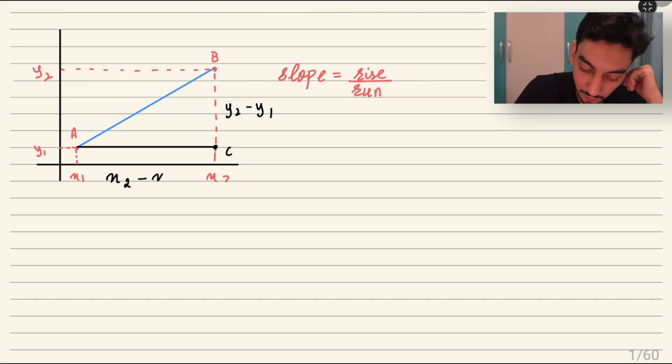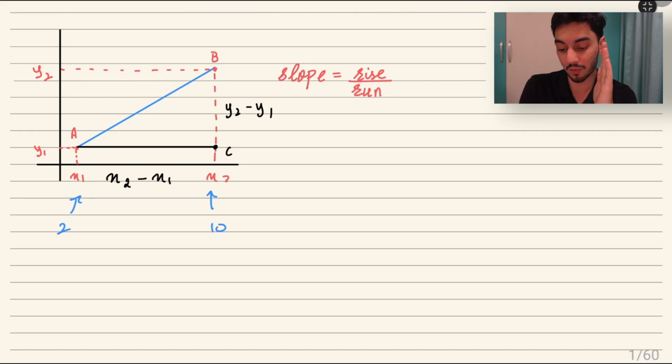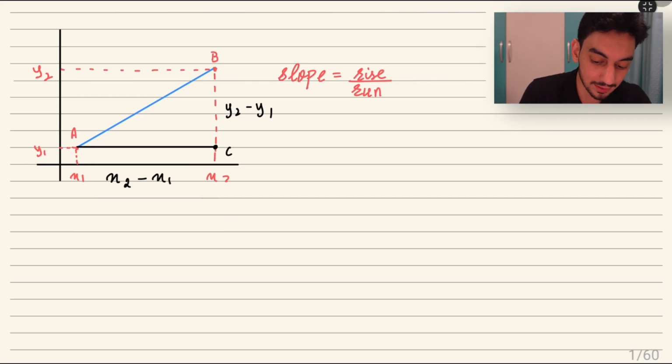So it would be x2 minus x1. Now why do I say it is x2 minus x1 and y2 minus y1? For example, this x1 point is 2 and this x2 point is, let's say, 10. Then how much is the distance between x1 and x2? It is 8. How do you get the 8? It is 10 minus 2. So the farther number minus the closer number. So x2 minus x1. Similarly, y2 minus y1. That is how you figure out the distances between them.